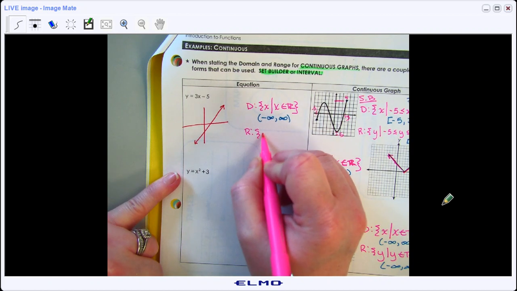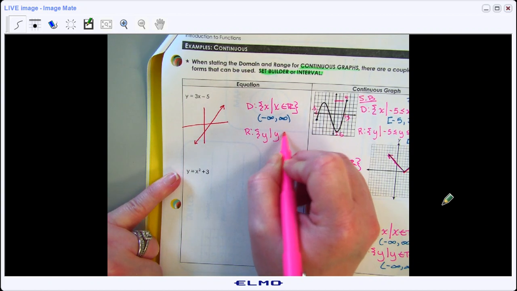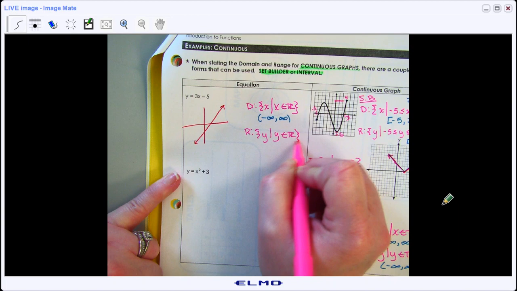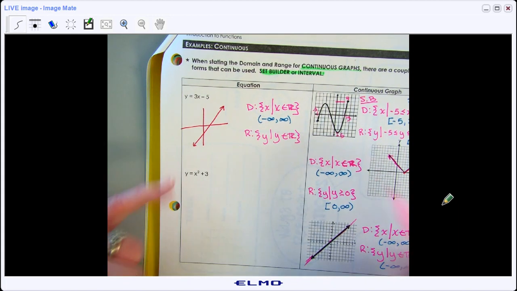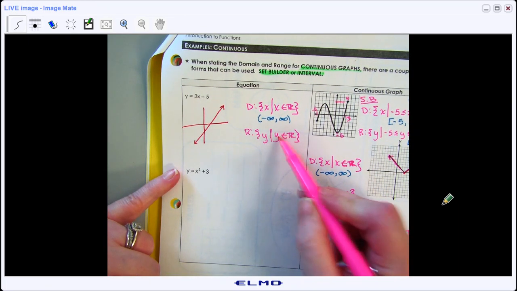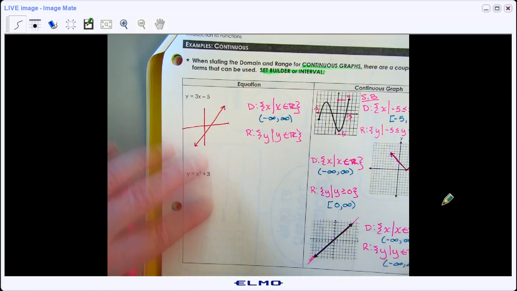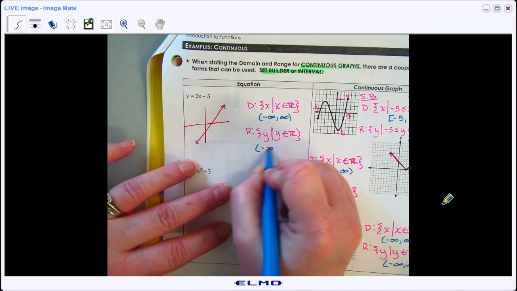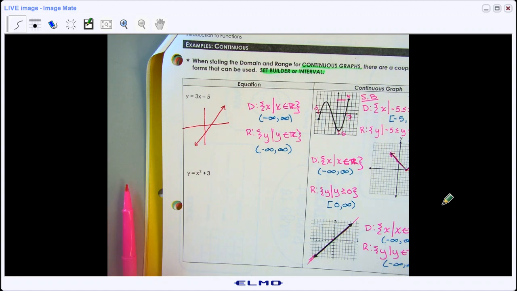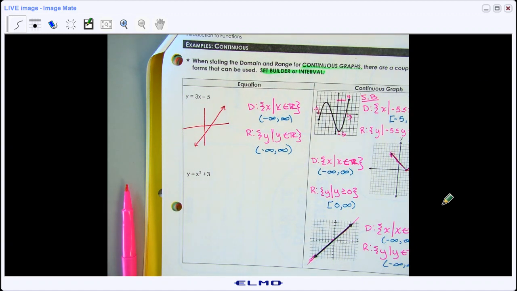Range, again, is going to be anything. That's going to keep going forever up and down. So y is also an element of the reals. So y such that y is an element of the reals is our set builder notation. Interval notation, negative infinity to positive infinity.